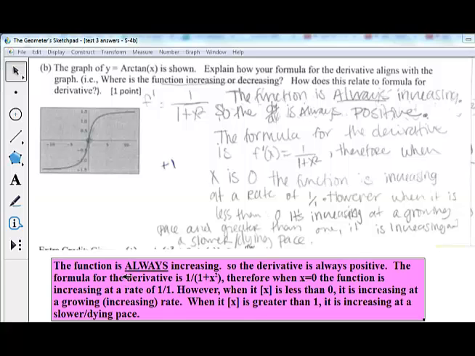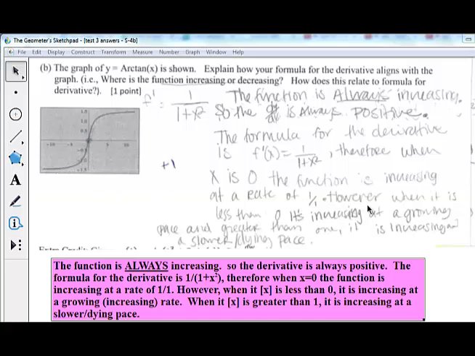She or he goes on to say that the formula for the derivative is 1 over 1 plus x squared. Therefore, when x is 0, the function is increasing at a rate of 1 over 1, which is 1, right? Because if you put 0 in here, you're going to get an increasing rate of 1. And you can see that all in through here, the function is much steeper. The slopes of the tangent lines are going to be much steeper.